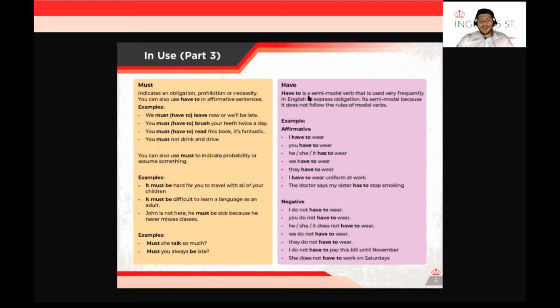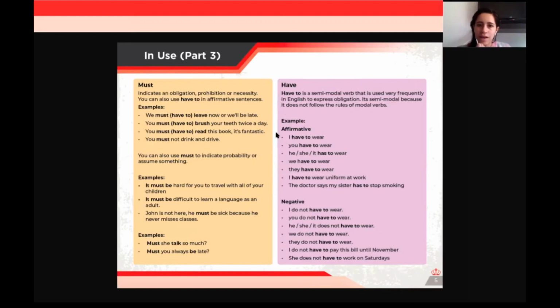But the usage of this is very similar to must, to indicate that there is an obligation to do something, okay? Only in affirmative, of course. So we have some examples here. Can you read the examples, Luz? Yes.